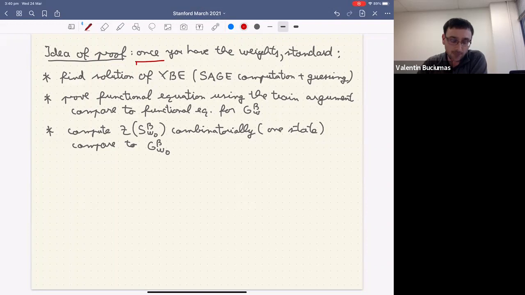Then you need to look at the base case. So the base case is w equals w0. This was given explicitly, and one may compute the partition function at w equals w0 relatively easily. And then once you match the base case and once you match the functional equations, then you get that the two objects will be equal. Yeah, so basically it's pretty standard. Are there any questions?